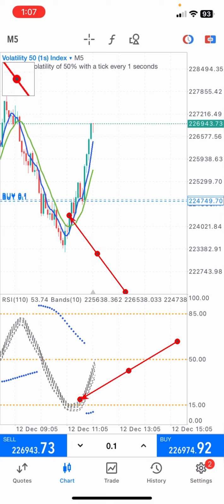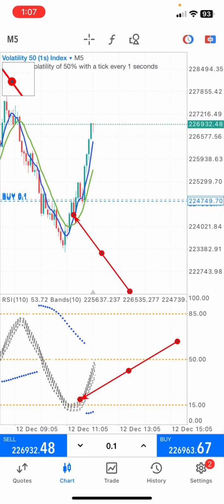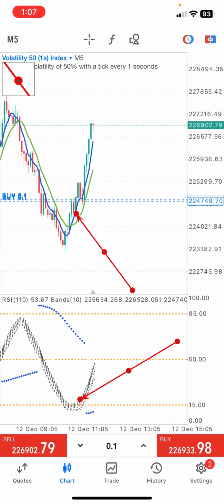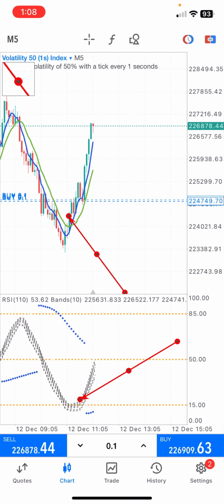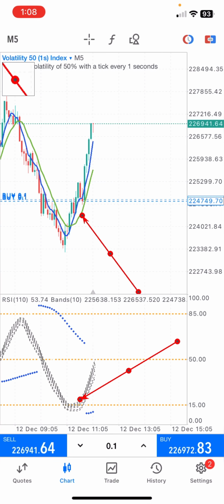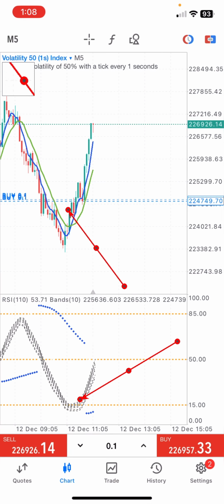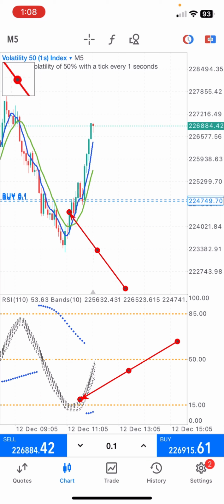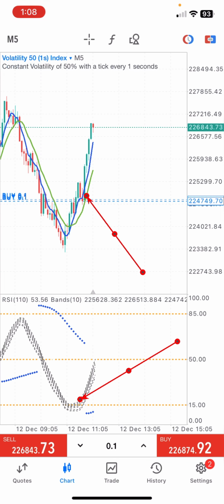Let's say the price comes back and touches the blue line, you enter your trade immediately. If you are using a 0.10 lot size, whenever the price comes back and touches the blue line, you enter with 0.5, and if the price later comes and touches the green line, then you enter another 0.5. Or you can just enter all your positions when the price comes back and touches the blue line. That's how the strategy works.